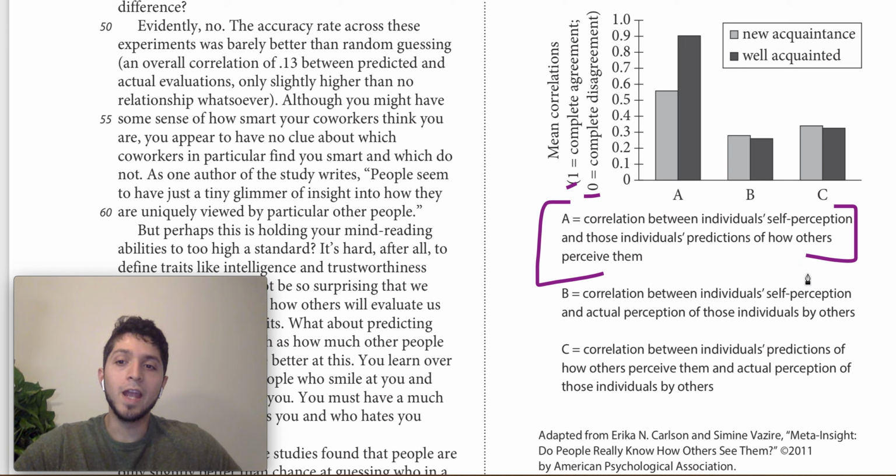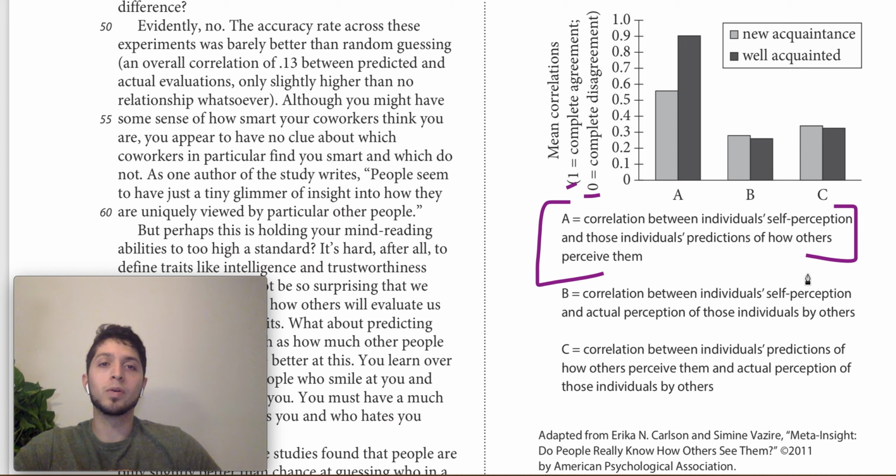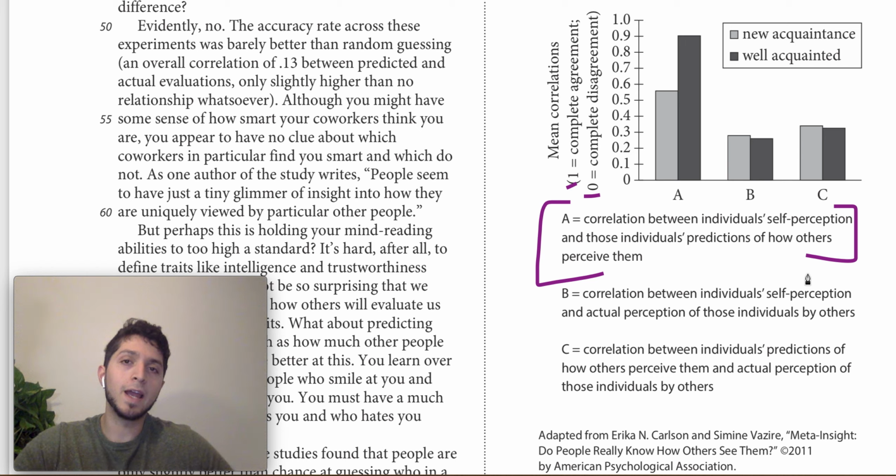So an individual self-perception, that's going to be my perception of myself, and those individuals' predictions of how others perceive them. So this is basically, what do I feel about myself, and then what do I predict that others will view of me? So if, for example, I say I think that I am intelligent, I think that I am trustworthy, I think that I am a good friend, how likely am I to say that other people will think I'm intelligent, trustworthy, a good friend, etc.?